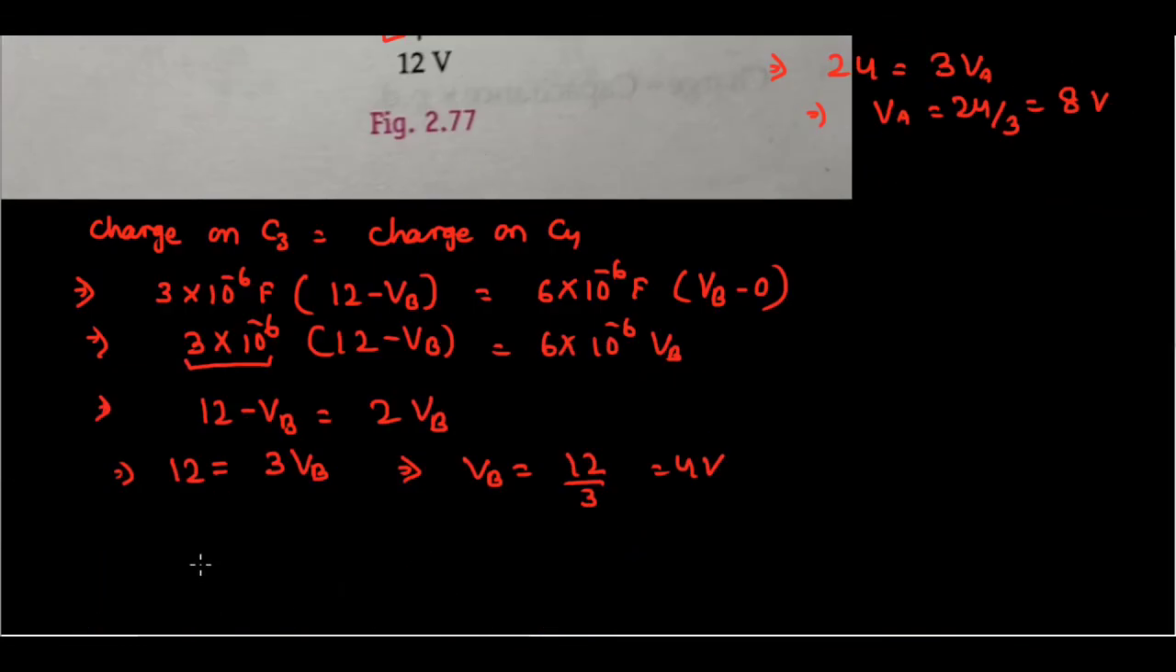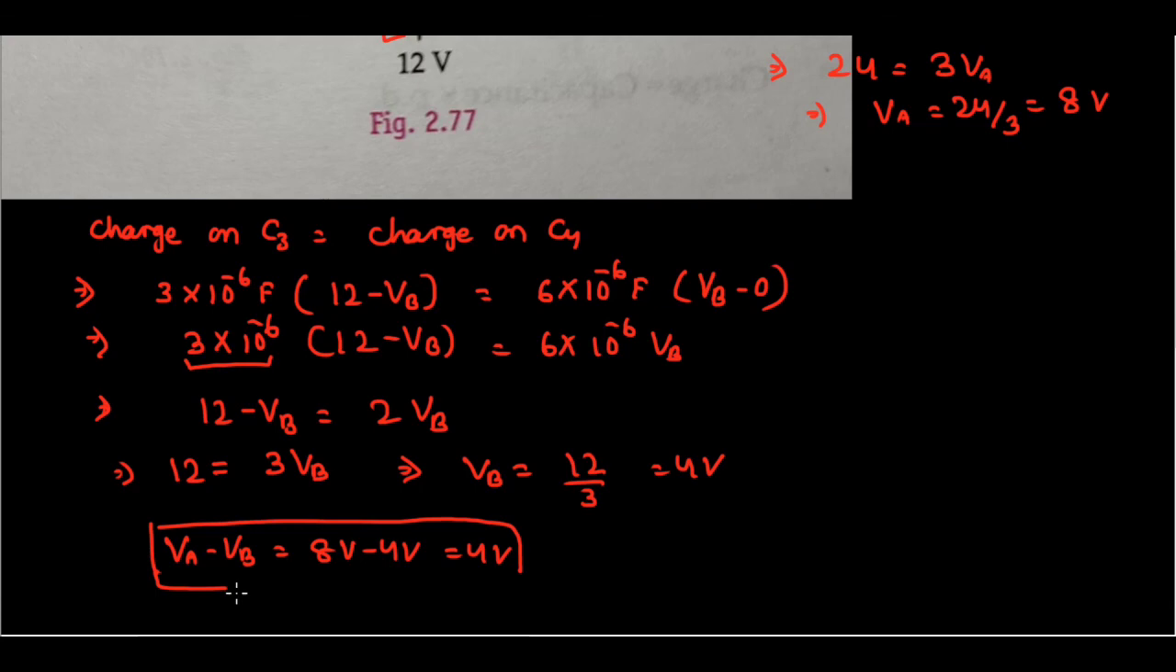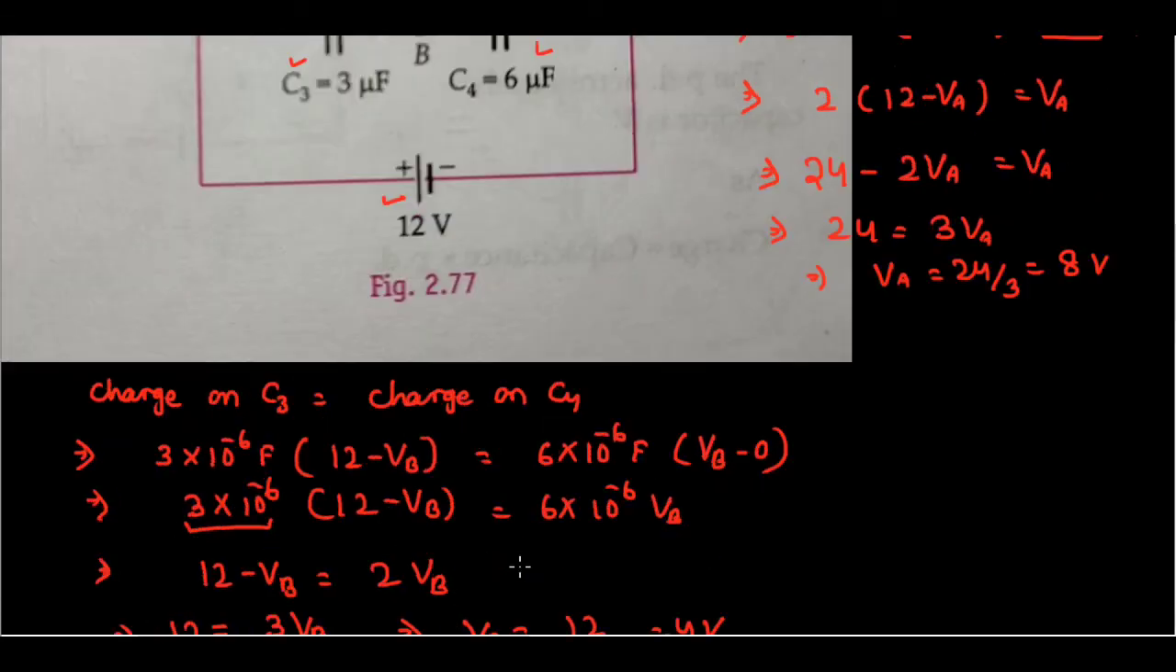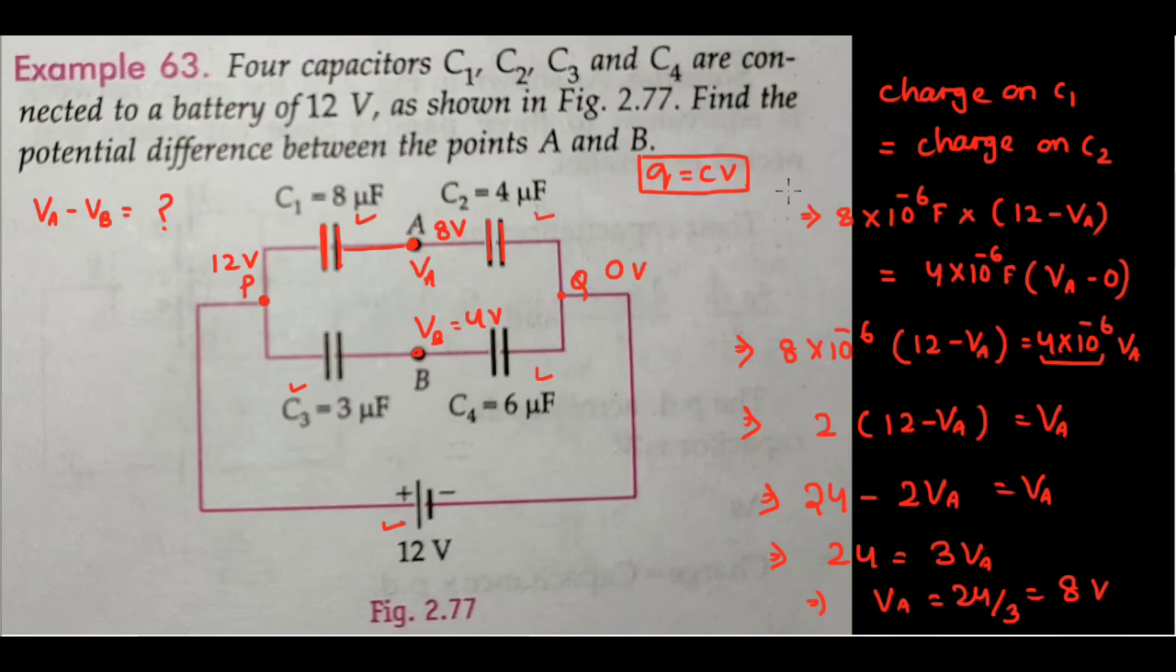So finally I can write that VA minus VB is equal to 8 volt minus 4 volt, that is equal to 4 volt. It means the potential difference between A and B is 4 volt. So students, in this way you can solve this question, and I hope that all of you have understood this procedure and the concept behind this question.